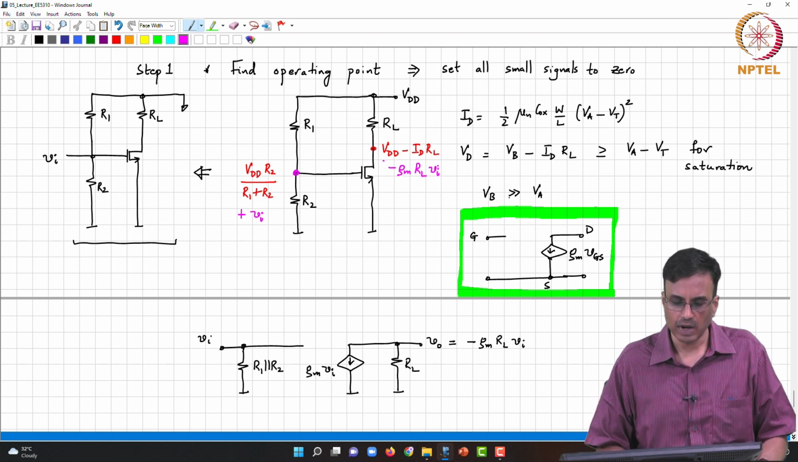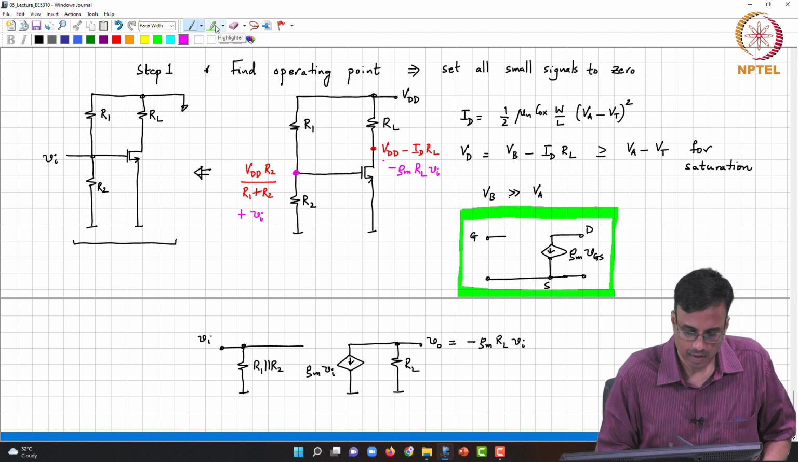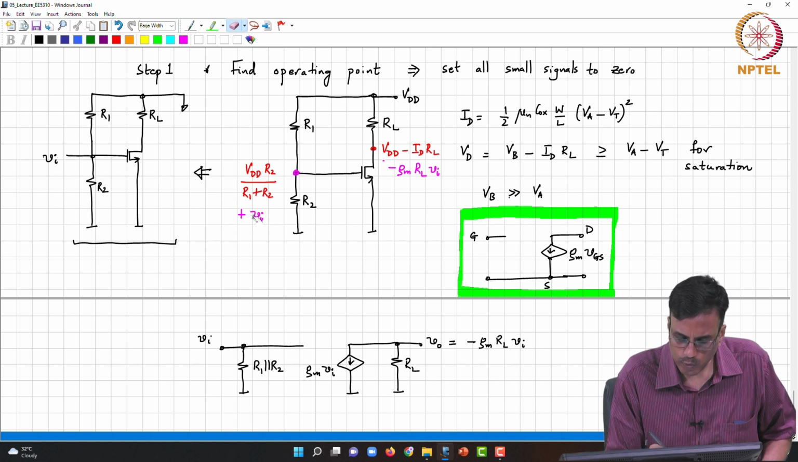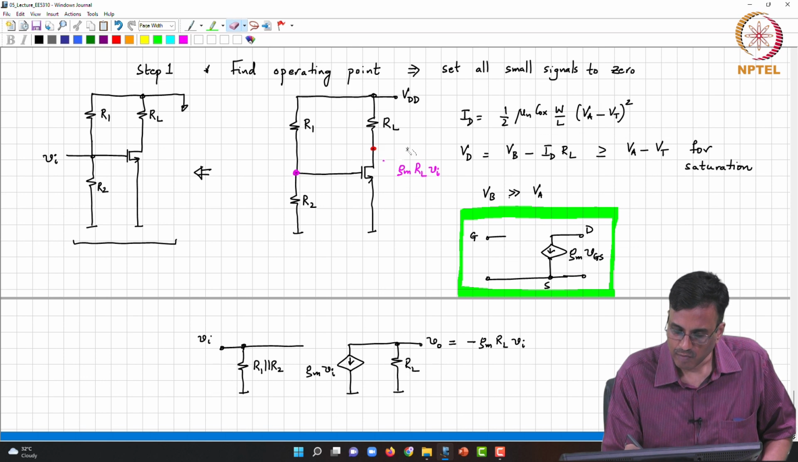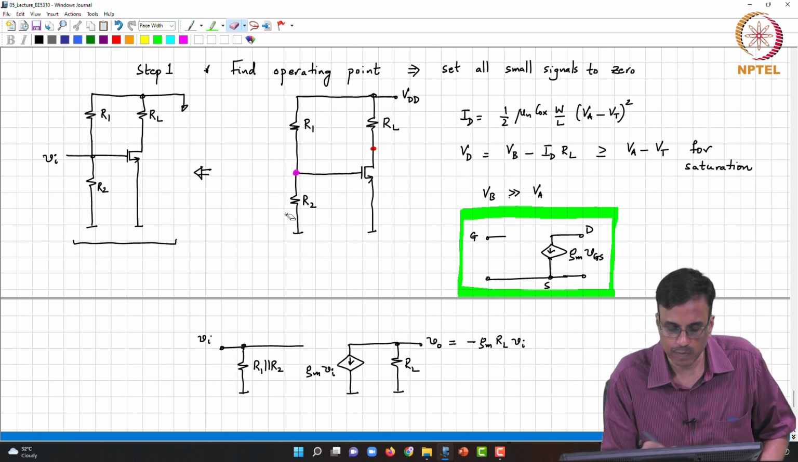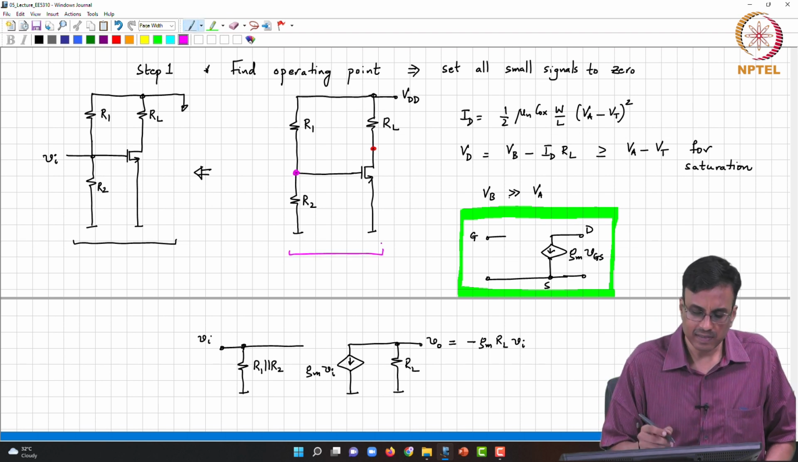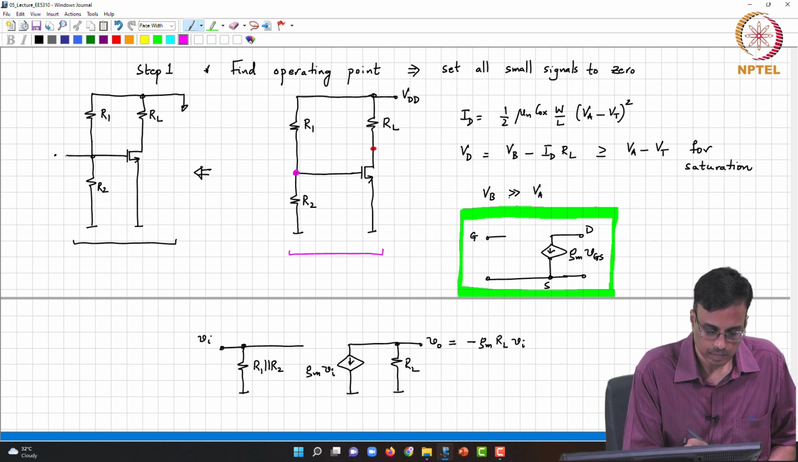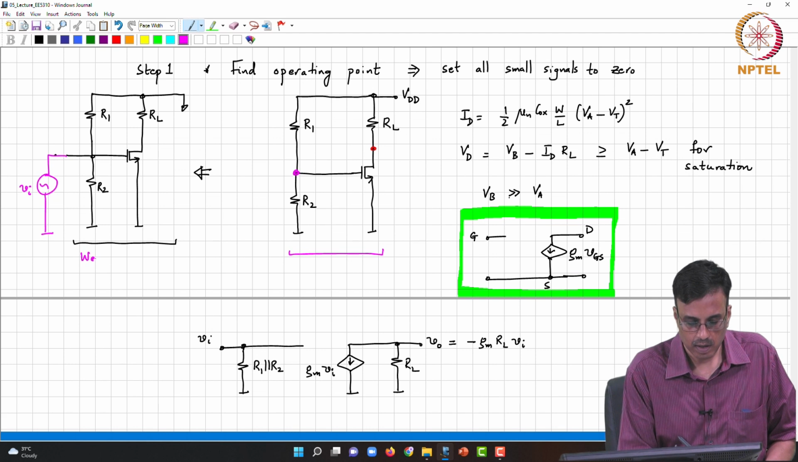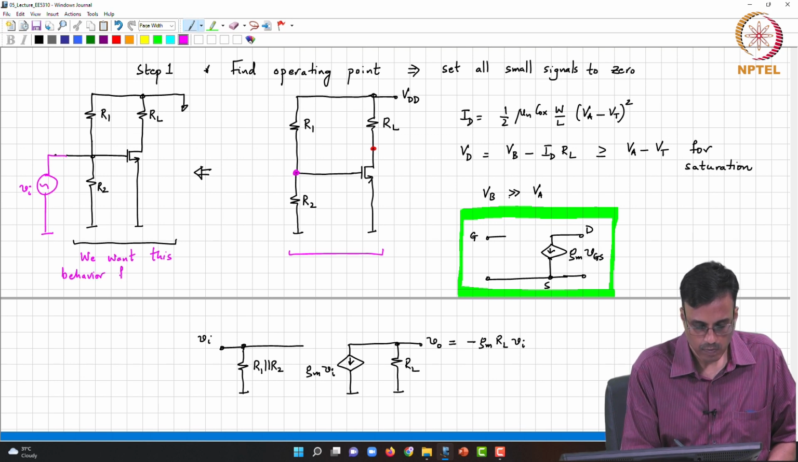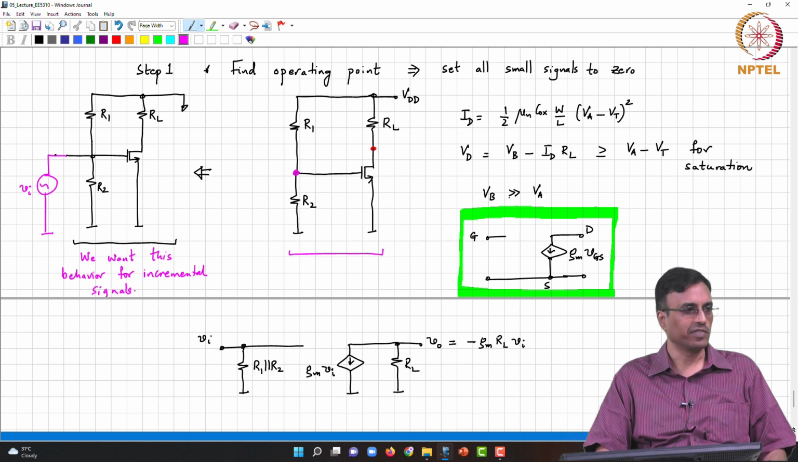Now the question is, here is our quiescent circuit, which sets up the operating point. For incremental signals, we want to make it look like this. We want this behavior for incremental signals. For the time being, let us assume that the source is ideal, it does not have any input resistance or any output resistance.